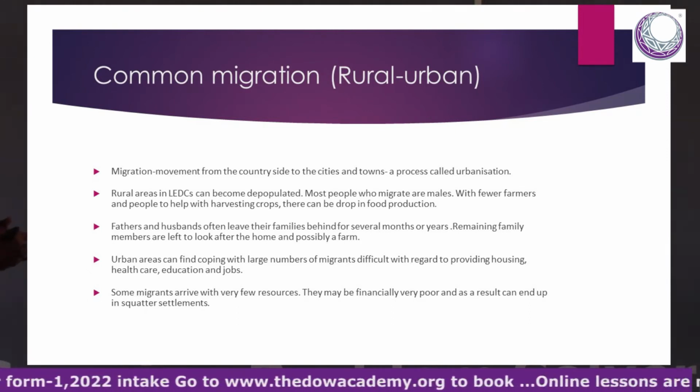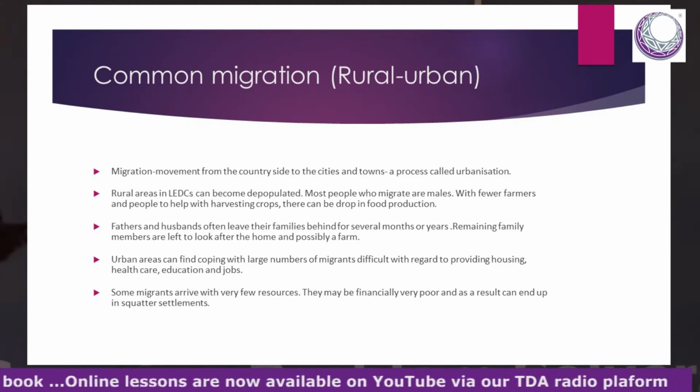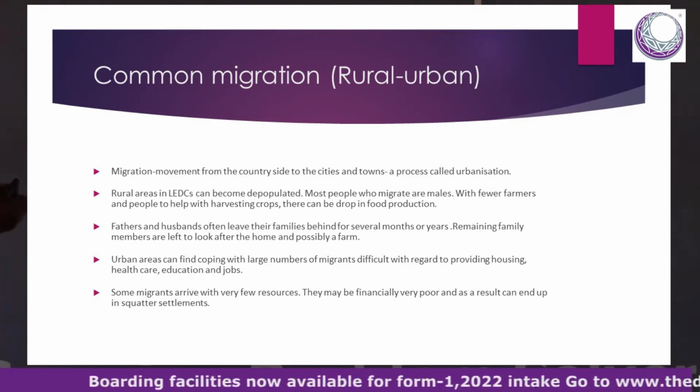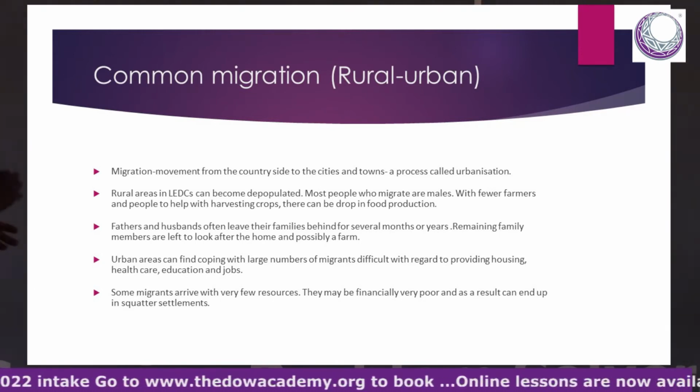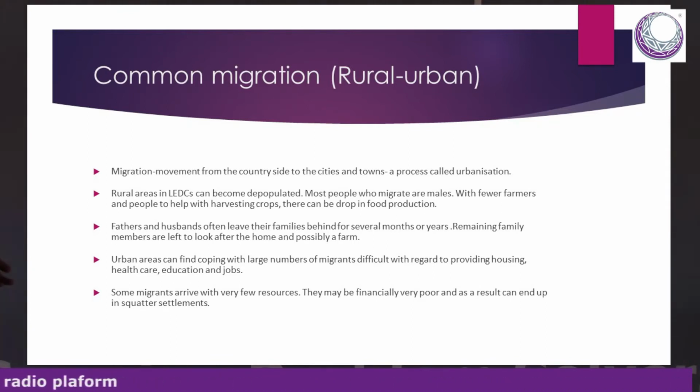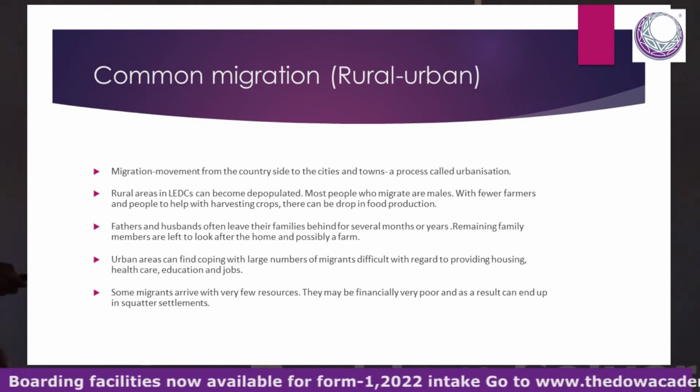The rural areas in developing countries become depopulated because many people move from rural areas to urban areas, especially the able-bodied people who are still strong. They move away in search of employment so that they can be sending back money to the people in the villages. So those are the reasons why people move from rural areas to urban areas.